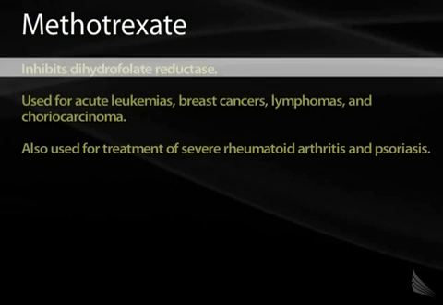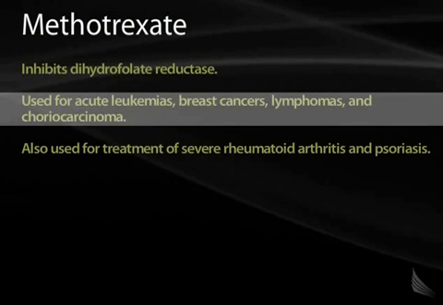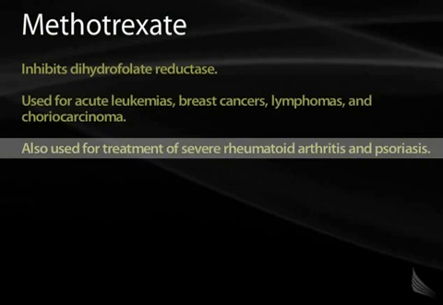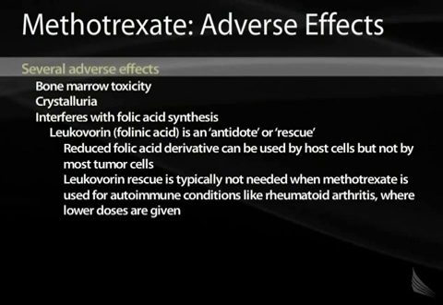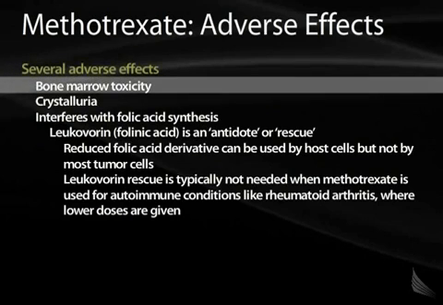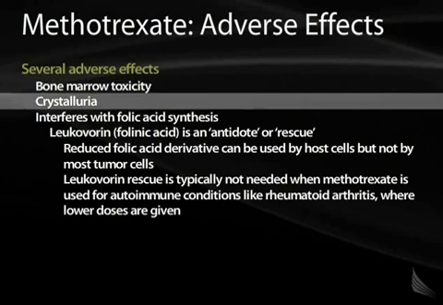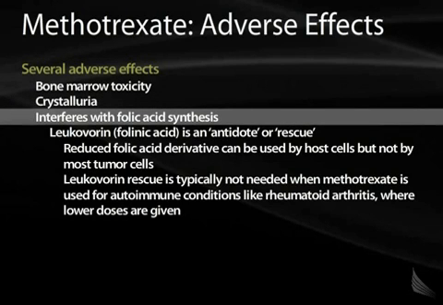Methotrexate's method of action is to inhibit dihydrofolate reductase. This medication is used for some leukemias, as well as breast cancers, lymphomas, and choriocarcinoma. This medication is also used for severe rheumatoid arthritis and psoriasis. Adverse effects of methotrexate include, obviously, bone marrow toxicity. It can also cause crystalluria. This medication can also interfere with folic acid synthesis.